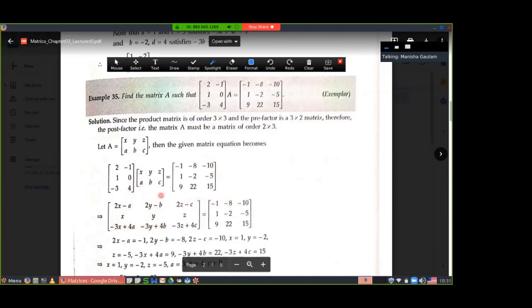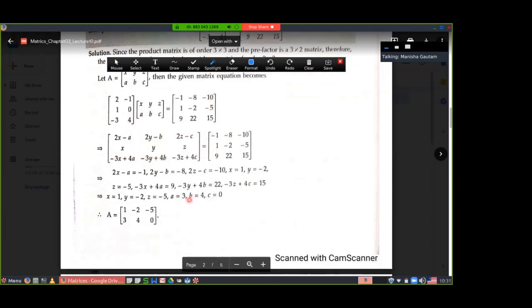Compare the corresponding elements. You will get the equations. From equations, solve the equations. You will get the value of a, b, c, and x, y, z. x is 1, y is -2, z is -5, a is 3, b is 4, and c is 0. This is a new matrix which is required.